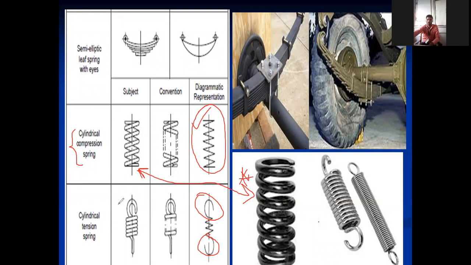So what do you know about cylindrical tension spring? Have you seen such a spring in your day-to-day life? Where is it used? It is in a bicycle or vehicle stand. Very good. Bicycle stand is one of the applications where it will take tension load. Very nice. Any other application in day-to-day life?